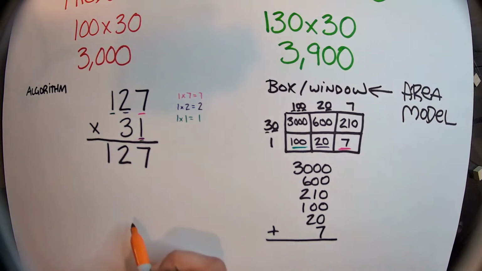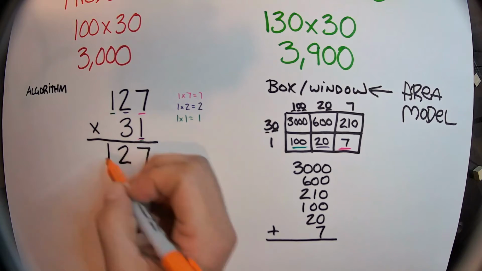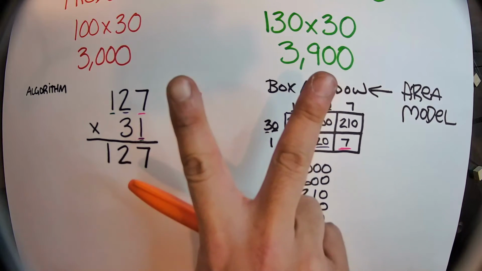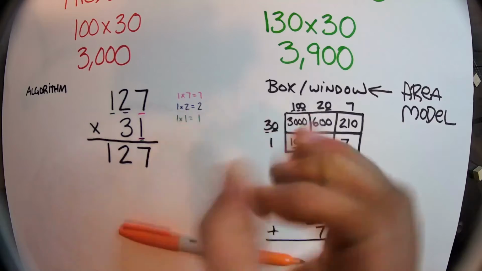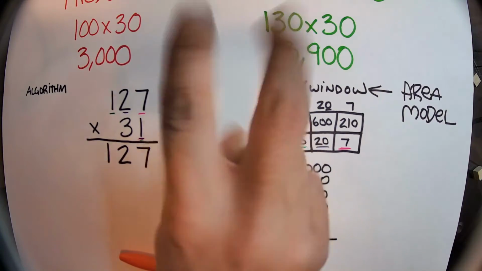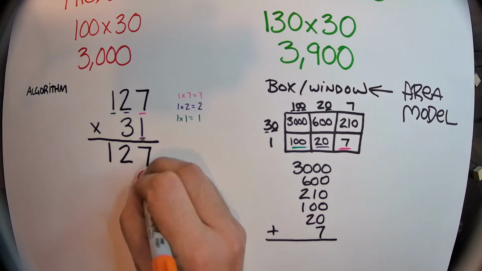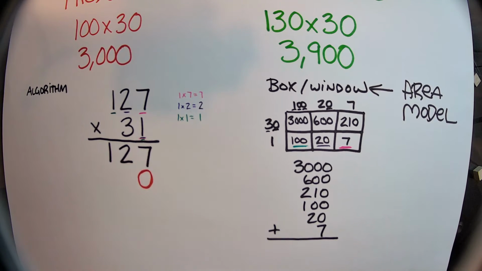We're finishing up our algorithm. We did 1 times 7, 7. 1 times 2, 2. 1 times 1, 1. And then we have to do second line, ones place, 0. Right? On the second line, in the ones place, before you start anything else, you have to put a 0. If you don't put a 0 there, it's going to be wrong.